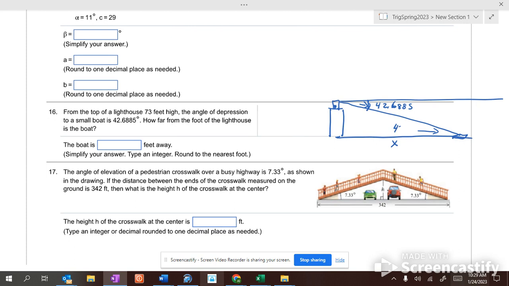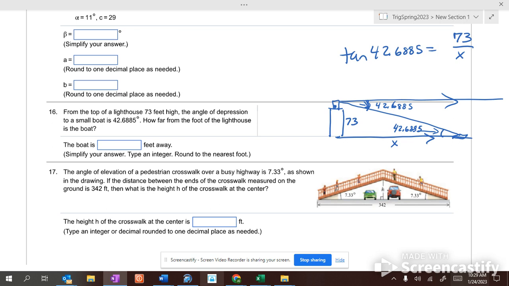It will be the exact same thing, 42.6885, because these are parallel lines, and these are alternate interior angles from geometry. So the angle of elevation and the angle of depression is always the same. We know the lighthouse is 73 feet high. So then we say the tangent of our angle, 42.6885, equals the opposite side of the triangle over the adjacent side of our triangle.